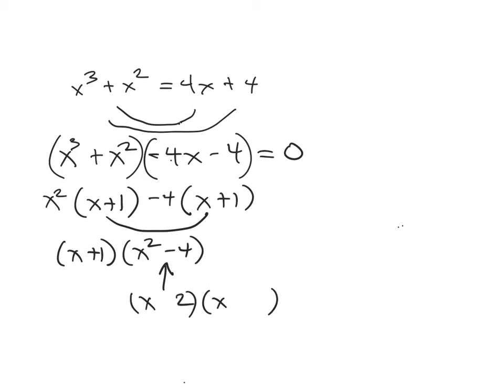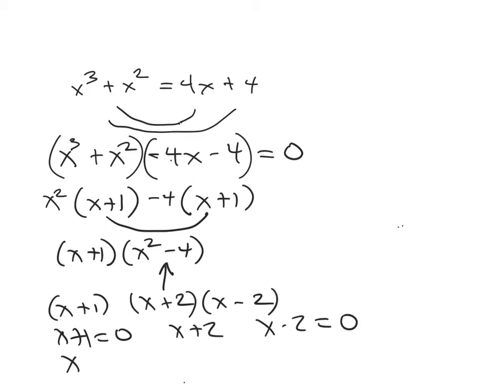The square root of 4 is 2, so I put a 2 here and a 2 here, make one a plus and one a minus. So I end up with my three factors as x plus 1, x plus 2, and x minus 2. So if I set each one of these equal to 0, I'm going to get my three answers. So my three answers are negative 1, negative 2, and positive 2.